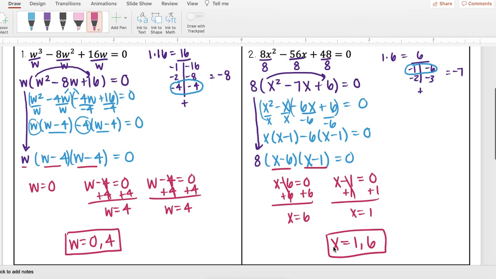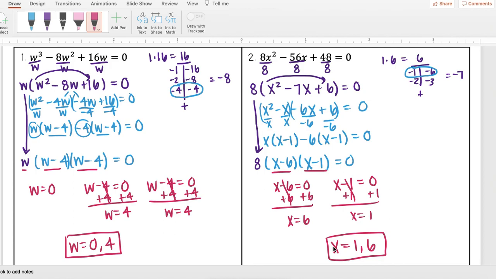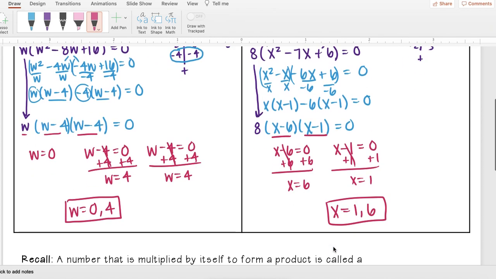Just a reminder to pull things together: when we're solving these equations, we're really finding the x-intercepts. And so if I were asking for these answers as ordered pairs, this would be 0, 0, and 4, 0. This one would be 1, 0, and 6, 0. So we're really seeing where the graph crosses the x-axis. This is what we're solving for in all of these problems.